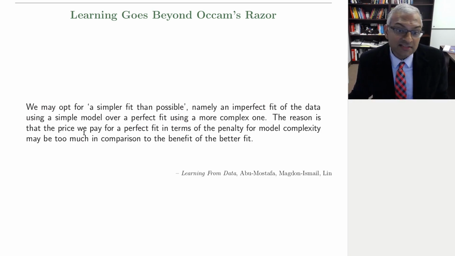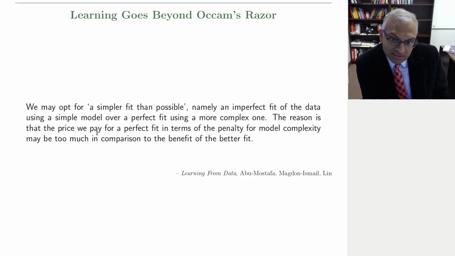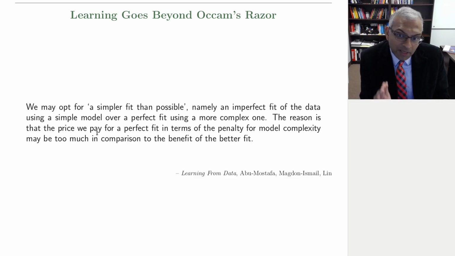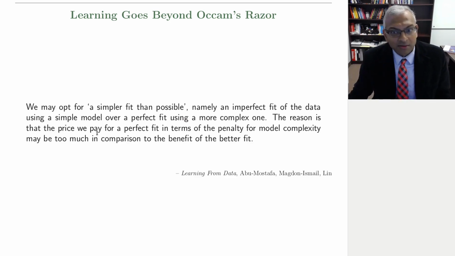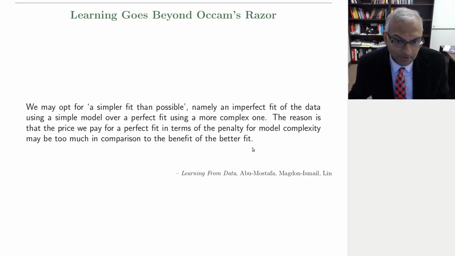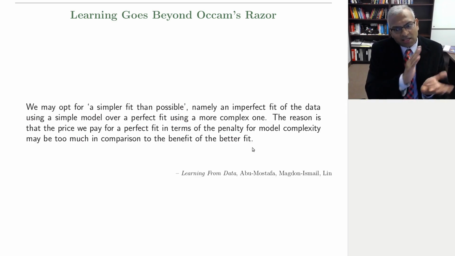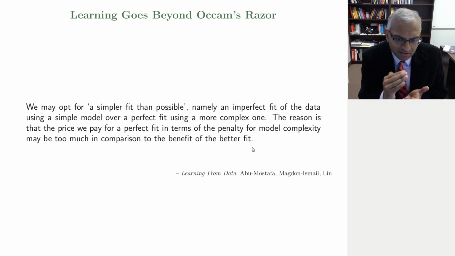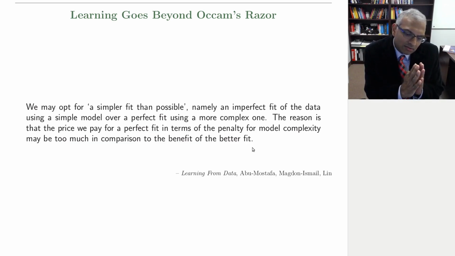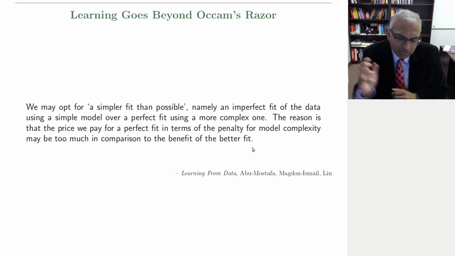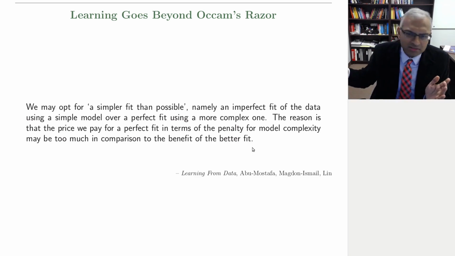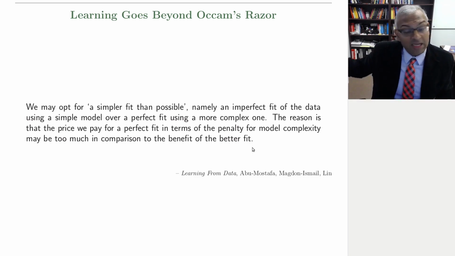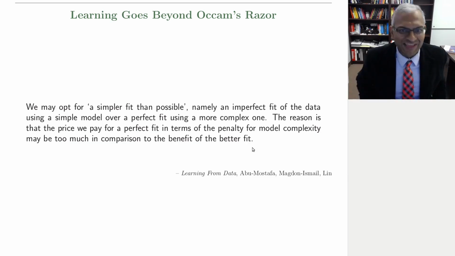Okay? And the reason is that the price we pay for the perfect fit, in order to get that extra bit of in-sample error down to 0, the price we pay in terms of the penalty for model complexity, may be too much in comparison to the benefit of the better fit. So machine learning has taken Occam's razor a step further and says, we can tolerate larger in-sample error. And so there's this trade-off. It's not that we go for the simplest fit that explains all the data, because you may have to go to too complex a model, especially if there's noise.